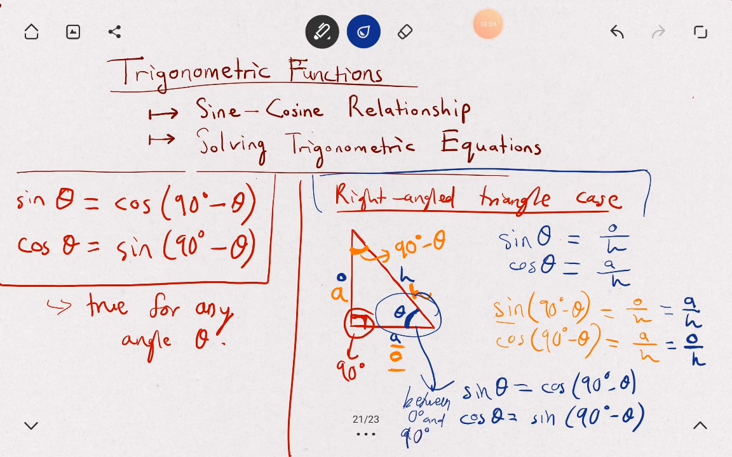But in fact, this relationship here is true for any angle theta. So theta can be more than 90 degrees. It can be 150, it can be -5, it can be anything. It's still the same relationship. Okay, so you can do some trial and error and verify this for yourself, but I will move to solving trigonometric equations for the next 10 minutes.